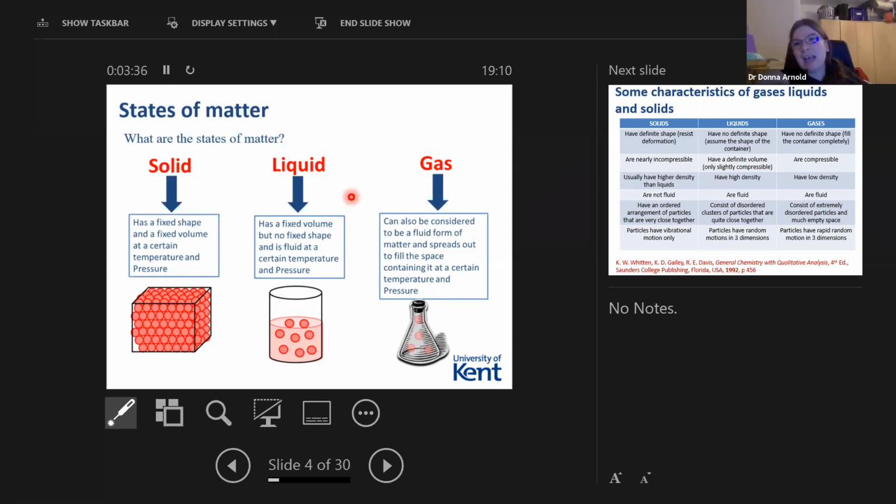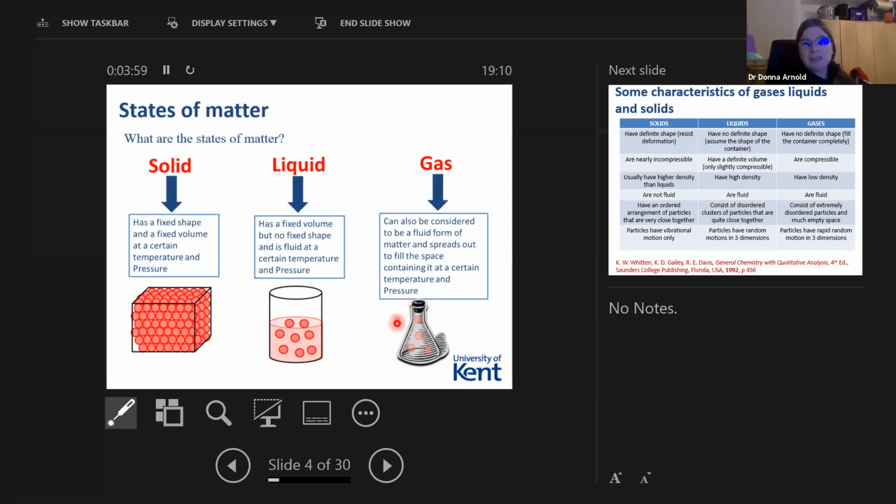And again, this is at a certain temperature and a certain pressure. If we now think about gas, well, we know that it's also fluid. It moves around. We can't see it as much, but we can move it around. And it spreads out to fill whatever space it's in. So it no longer has this fixed volume, and it no longer has this fixed shape. So it will spread out to fill the container.